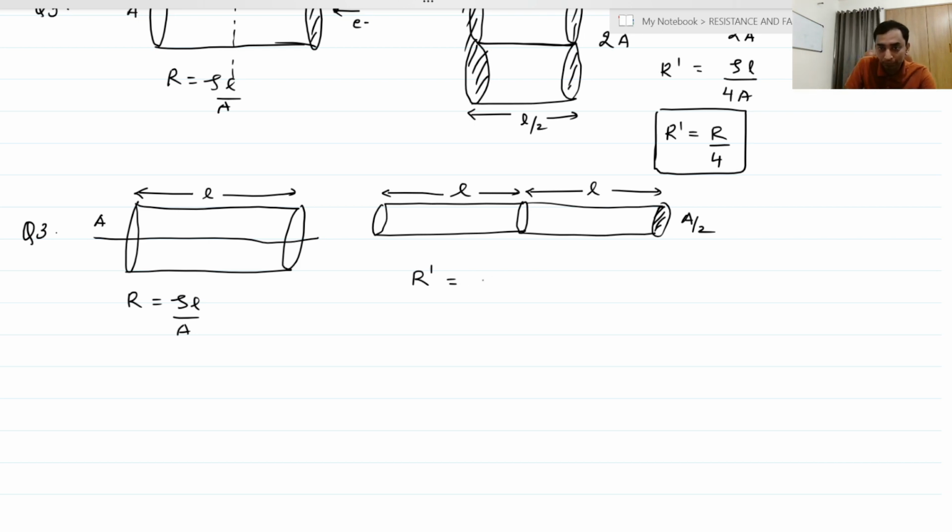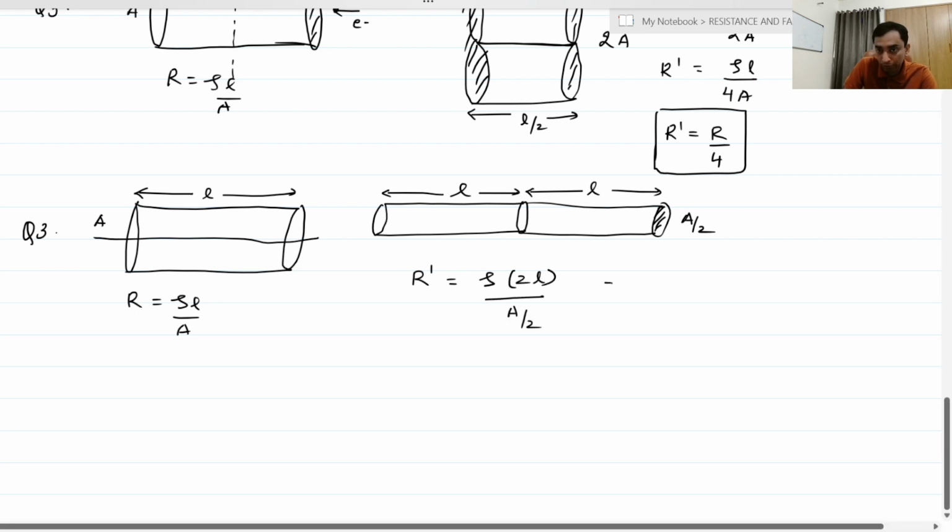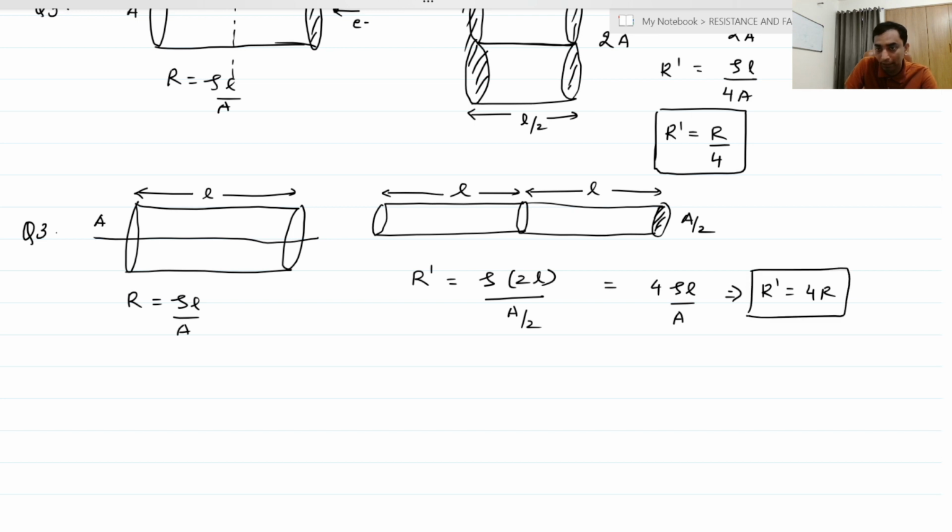So R dash is equal to rho, then 2L, the resistance will definitely increase, and A by 2. So this is equal to 4 rho L by A. So the new resistance R dash is equal to 4 times the previous resistance, something like this.